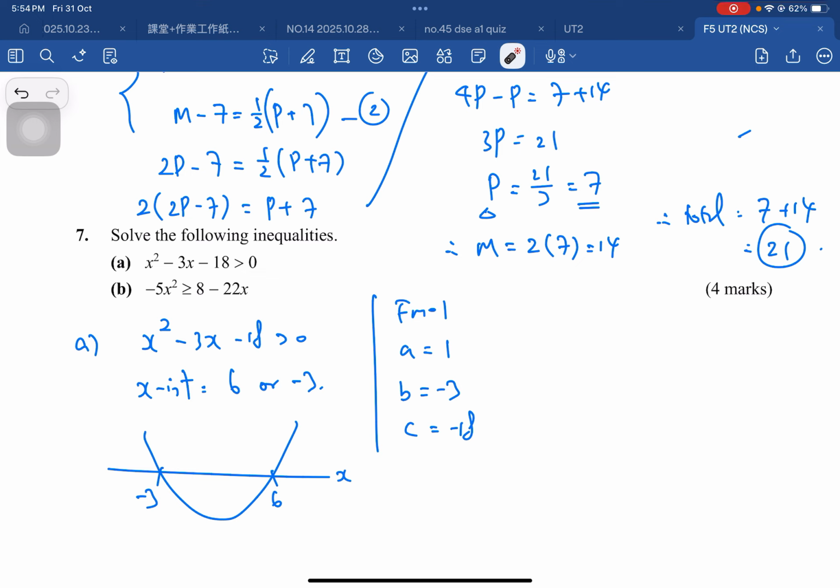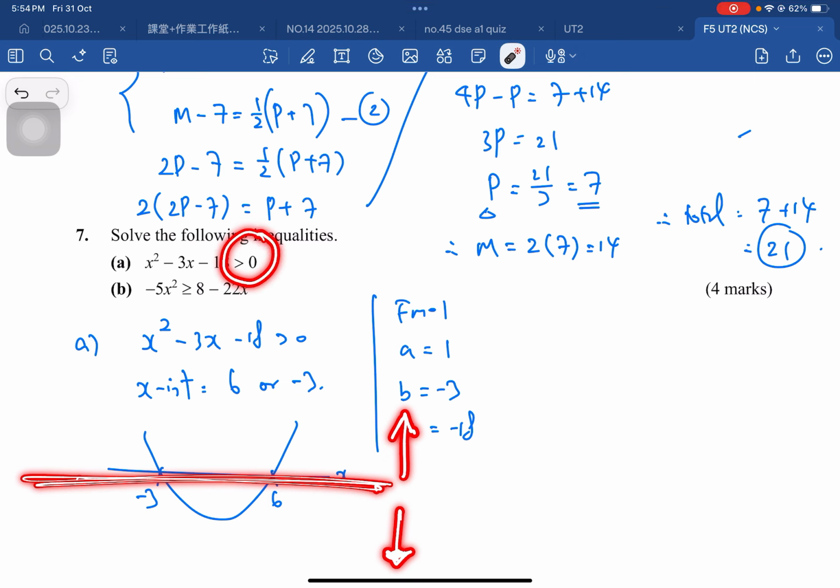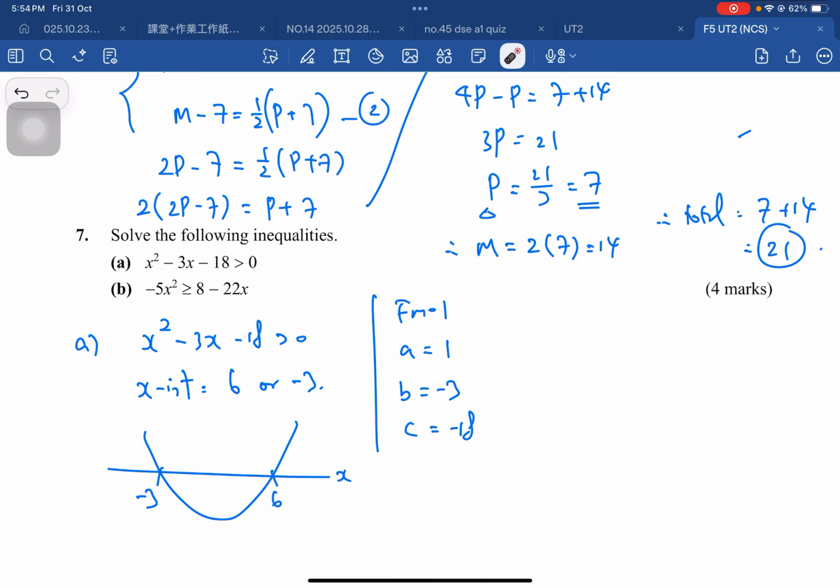And now I want something greater than 0, isn't it? So this is the x-axis. When the curve is above the x-axis, it's going to be greater than 0. When it is underneath the x-axis, it's going to be smaller than 0. This time I want something greater than 0. Then you can see from here, when x is smaller than -3, the corresponding y value is going to be smaller than 0, isn't it?